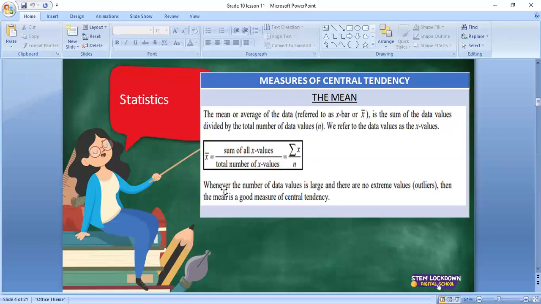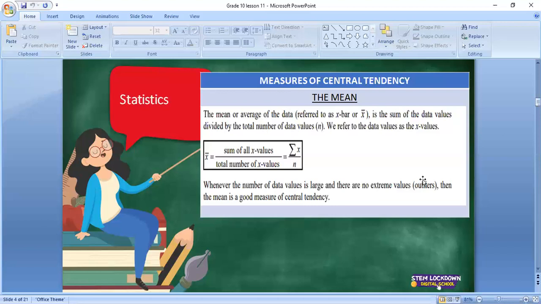Now, whenever the number of data values is large and there's no extreme value or outlier, then the mean is a good measure of central tendency. So what's an outlier here? An outlier is that value, that number, that is too big or too small compared to the rest of the data.